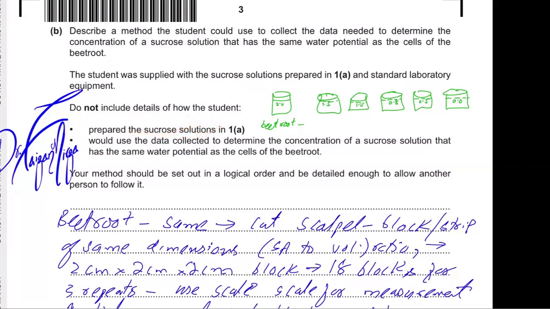Would use the data to collect, determine the concentration. That data is not required. Your method should be set out in a logical order and detailed enough for another person to use. So what have we done?